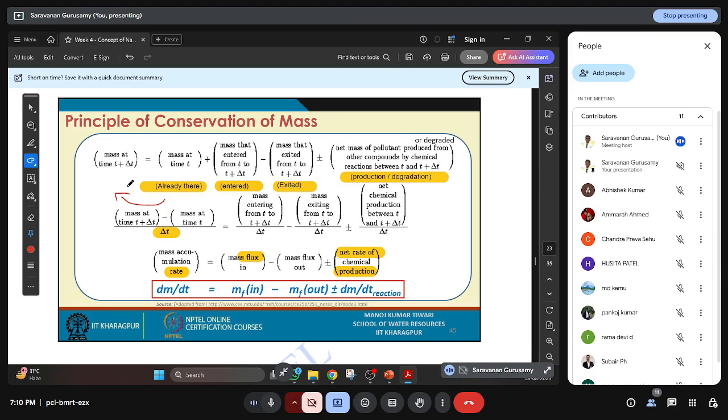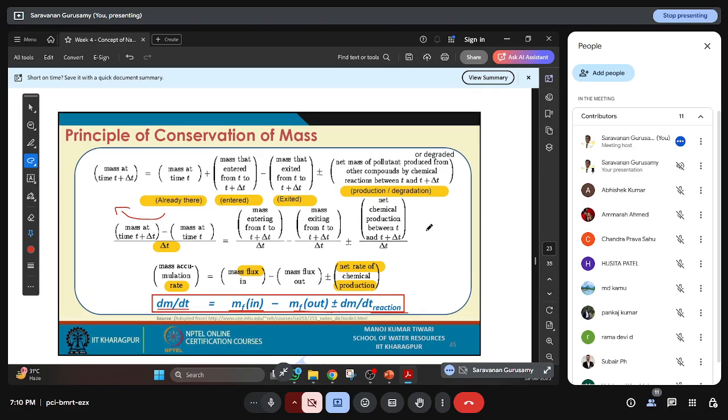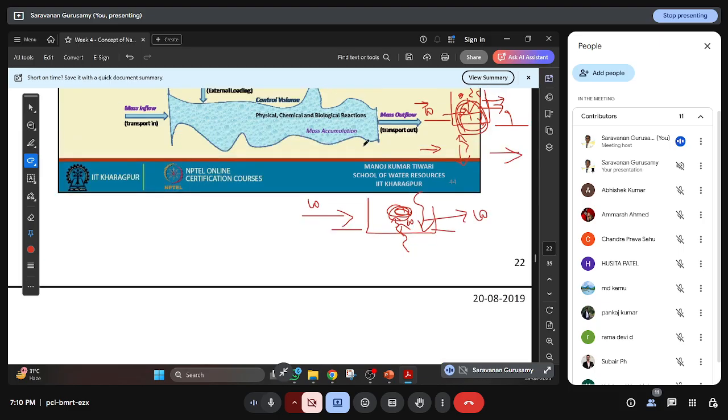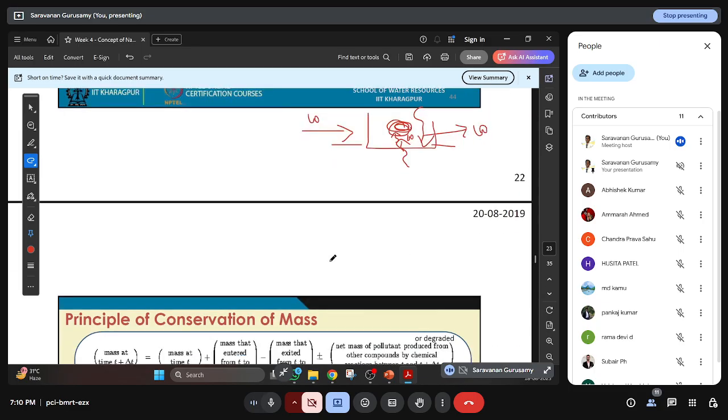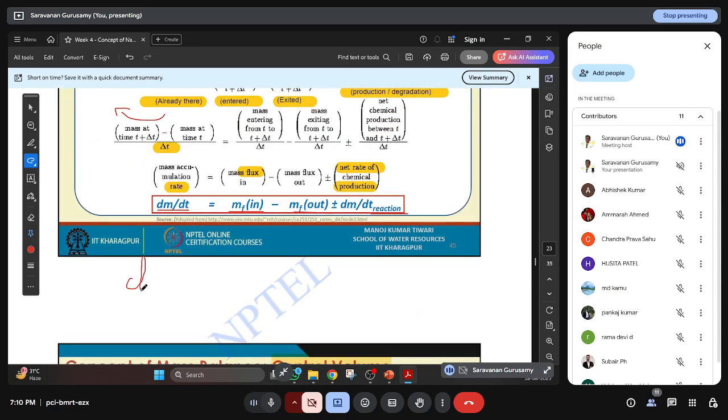If you take it with respect to time, you get the change in mass with respect to time equal to mass in minus mass out, plus or minus mass reacted. It may be consumption or it may be addition, so plus generation or minus consumption. This is the basic formula: dm/dt equals mass in minus mass out plus or minus mass change with respect to reaction. That's the total change in the mass.